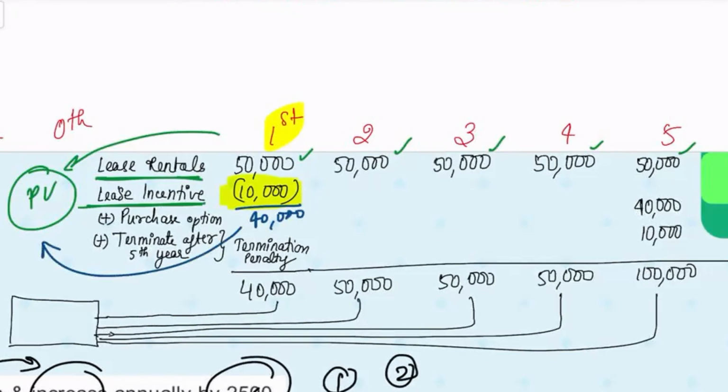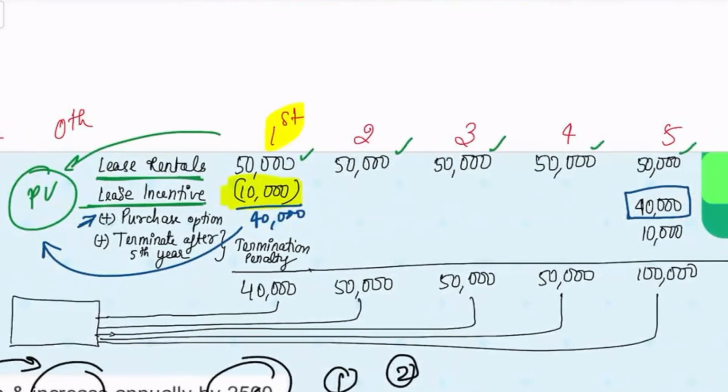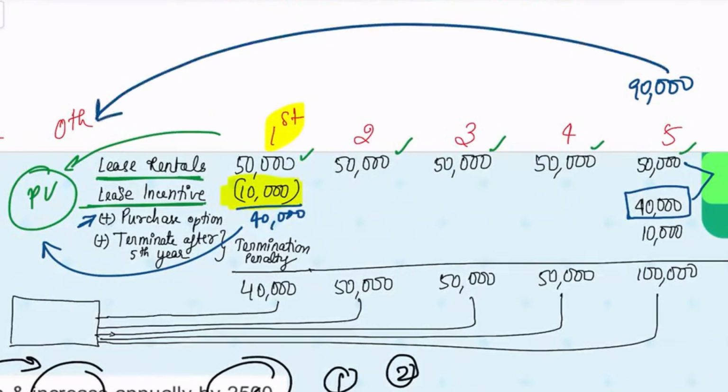In the second year, you don't have anything. Third year, you don't have anything. Fourth year, you don't have anything. What happens is in the fifth year, suppose we get the option of purchase and we are very certain that at the end of fifth year, we are going to purchase it. At the end of fifth year, we are going to pay 40,000 and purchase that. So in such a case, how are you going to find out the lease payment of fifth year? It will be 50,000 plus 40,000, which is 90,000 that you are going to pay in the fifth year, which is your lease rental plus the purchase value. This you have to pull to the present value and show in your books.